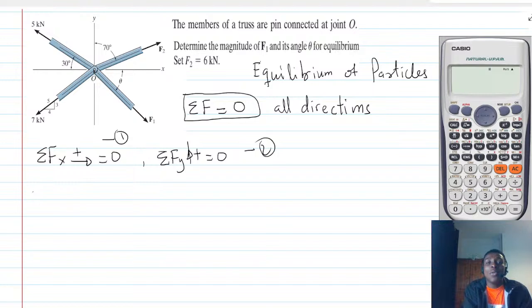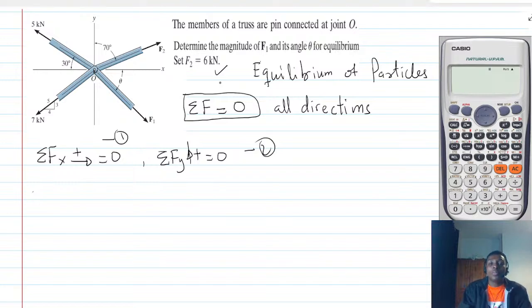So now the question said that we should determine the magnitude of F1 and the angle theta for equilibrium, and we should set F2 to 6 kilonewtons. Is that right? So basically we are going to sum all the forces to zero, and then we are going to find the unknown force. Is that right? So let's start from F1.